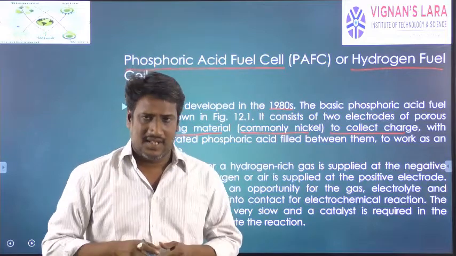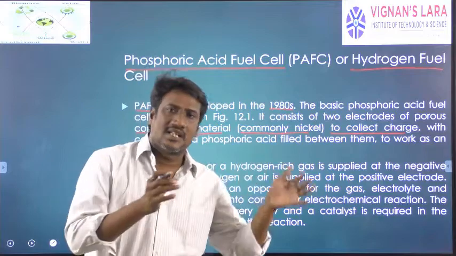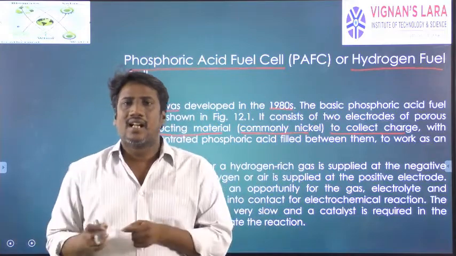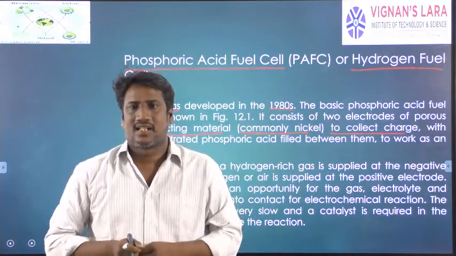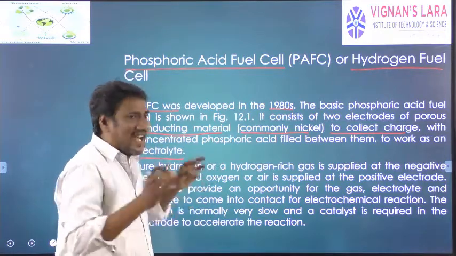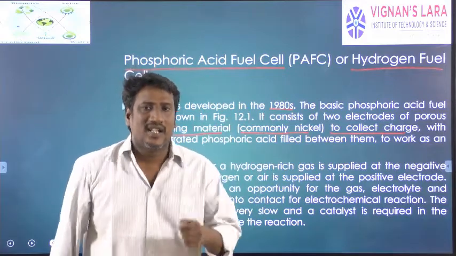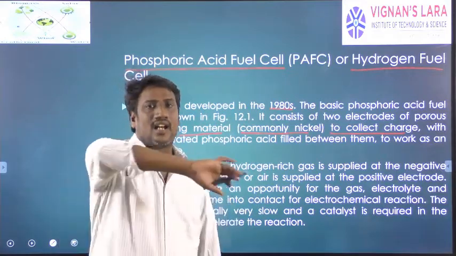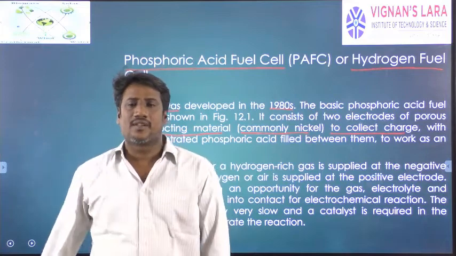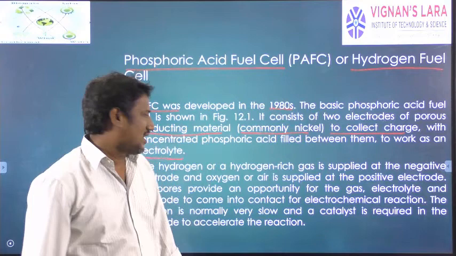The phosphoric acid will have two functions. One, the charge carriers will flow through it, and two, it will initiate the chemical reaction. So phosphoric acid is used as an electrolyte to initiate the chemical reaction, and charge carriers will flow from one electrode to the other through the electrolyte only.